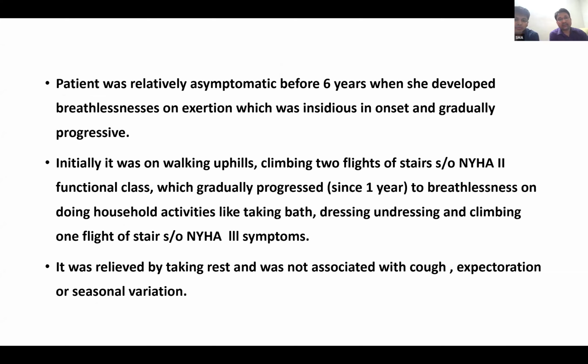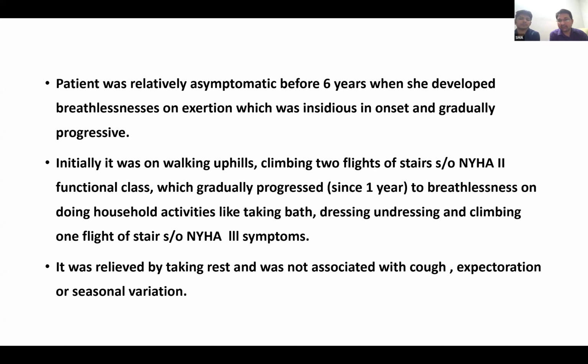Coming to the history of presenting illness, the patient was relatively asymptomatic before 6 years when she developed breathlessness on exertion, which was insidious in onset and gradually progressive. Initially it was on walking uphill and climbing 2 flights of stairs, NYHA class 2 symptoms, which progressed in the last 1 year to breathlessness on household activities like taking a bath, dressing, undressing, and climbing 1 flight of stairs, NYHA 3 symptoms.